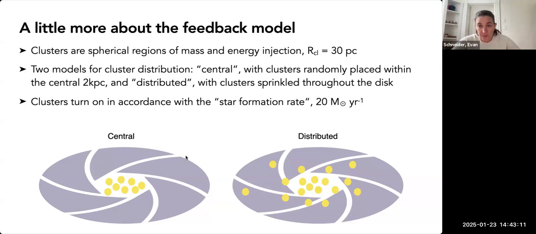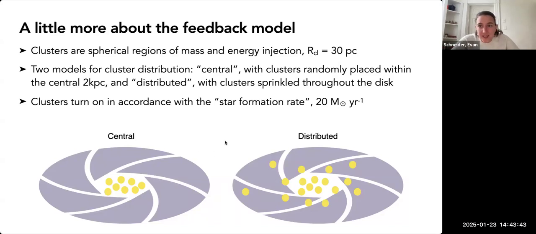One is a central burst model, something more like M82, a nuclear starburst where everything is really concentrated in the center, more representative of what you see in local starburst galaxies. And the second is what I'll call the distributed model, with clusters sprinkled throughout the disk following the gas surface density. That's a little bit more representative of a high redshift starburst system where the whole disk is just rapidly forming stars.